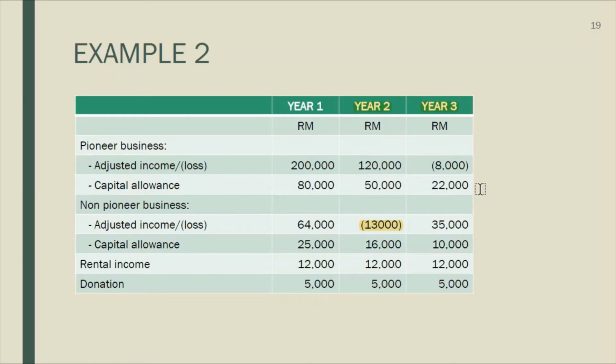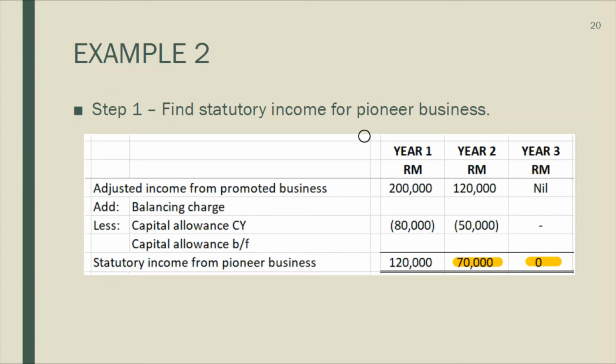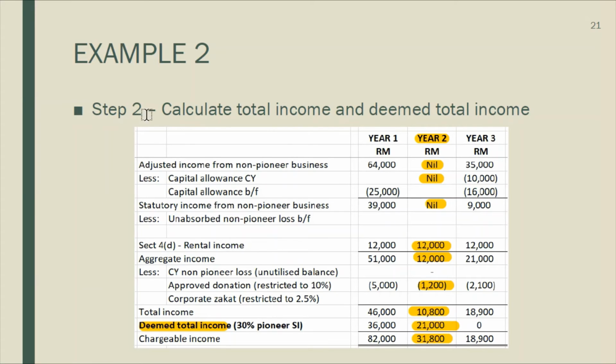Now let's continue with year 3. So for year 3, the pioneer business has adjusted loss of 8,000. The non-pioneer business has adjusted income of 35,000. Okay, so step 1, we have looked at this before, because it's loss, just put here as nil. And then statutory income will be 0, so 70% is 0, 30% is also 0. For step 2, calculate total income and deemed total income.